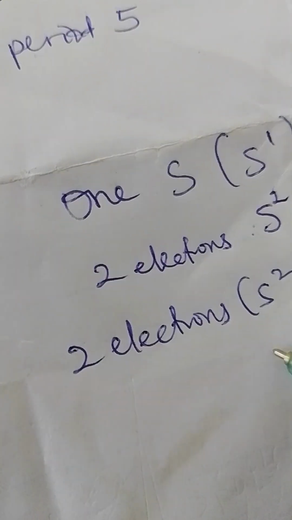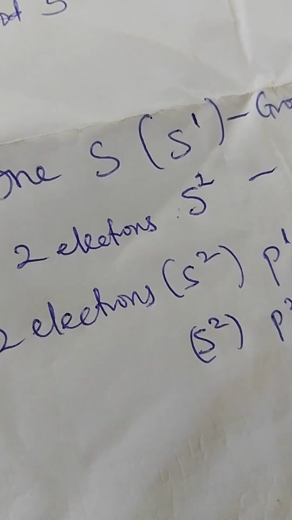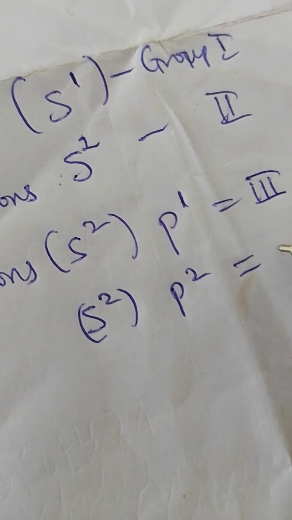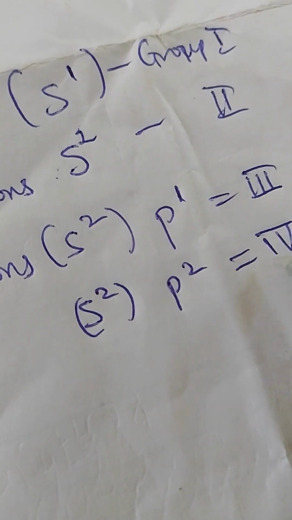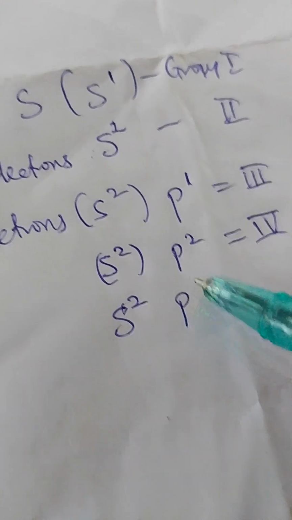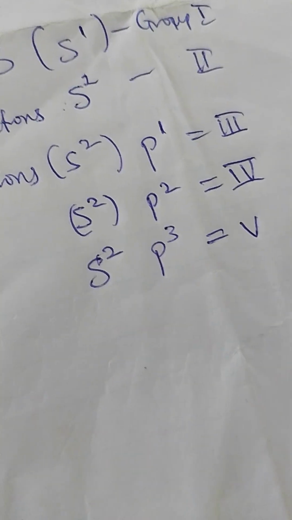Then you have 2 electrons on the s orbital and 2 electrons on the p orbital. Well, others call it orbital, just understand what I'm trying to say. That is group 4. All right? Then you have 2 electrons on the s orbital and 3 electrons on the p orbital. That is group 5. All right?